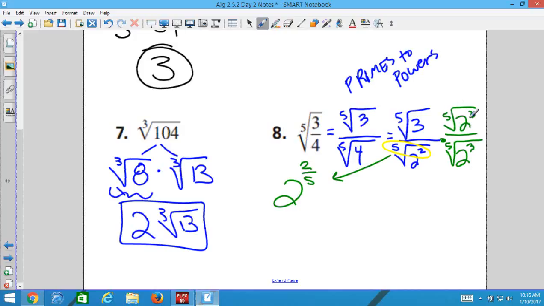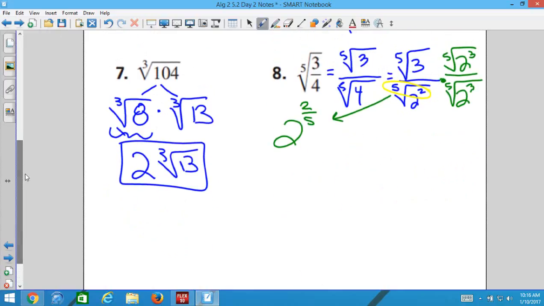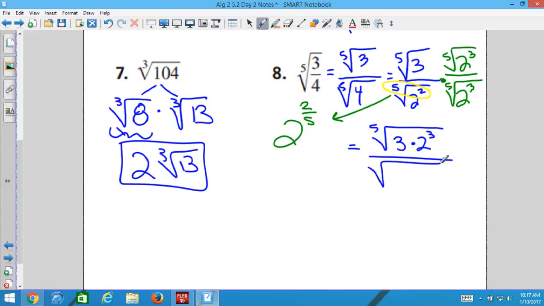I'm doing 3 more 2's. Fifth root of 3 more 2's, so that we can get a total of 5 2's. So on top, I get the fifth root of 3 times 2 to the third. And on the bottom, I get the fifth root of 2 squared times 2 to the third.